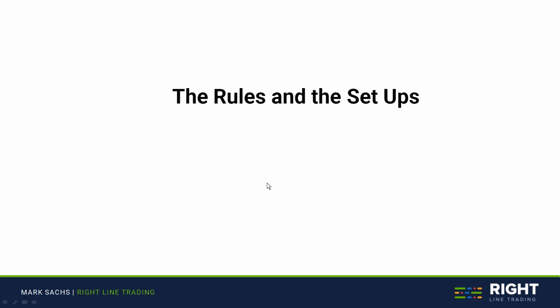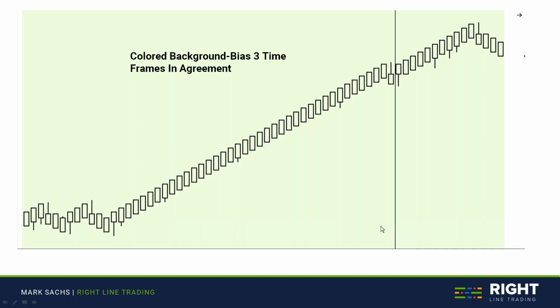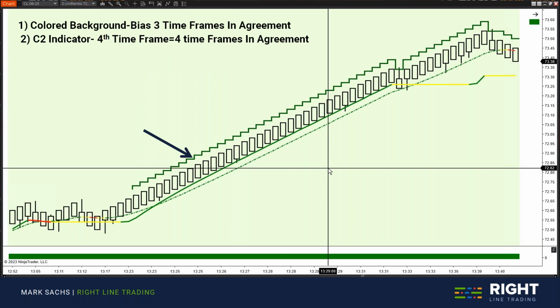And I worked a long time on these slides. So this is what we're looking for. The first thing we're looking for is either green or dark pink background. And that gives us the 3 time frames in agreement. So rule number 1, the colored background. Rule number 2, the C2 indicator, which is displayed as a stair-stepping line. Green going up, stair-stepping line, red going down.